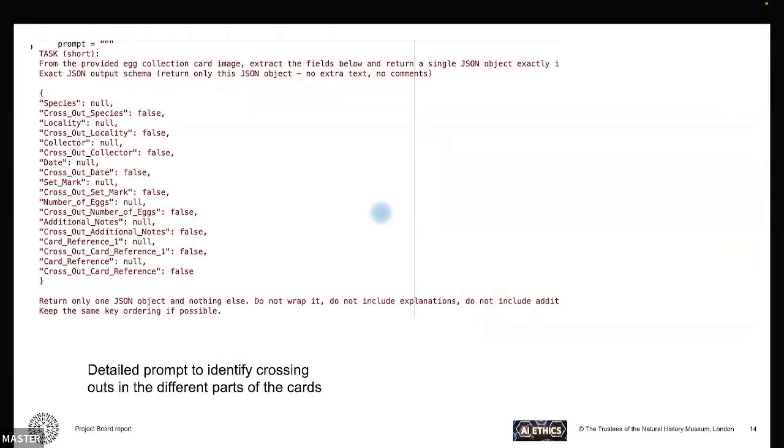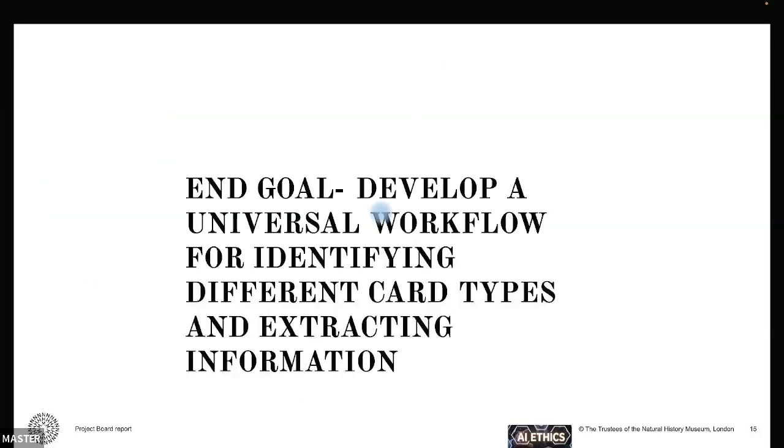So you already saw that some cards are crossed out, and these need to be detected. So this was a detailed prompt to identify crossings out in the different parts of the cards, specify the different parts, and the prompt sought to identify if it's been crossed out or not.